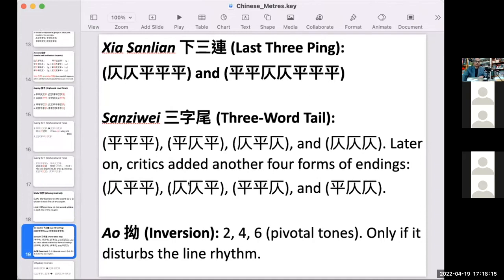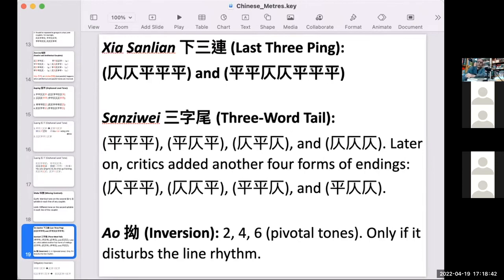There is also another rhythmic feature in the regulated verse, the lishi, called xia sanliang, meaning the last three ping. Xia sanliang, the last three, like this pattern: zi, zi, ping, ping, ping. Ping, ping, ping usually, or sometimes it can be just one word. Not necessarily, but could be.